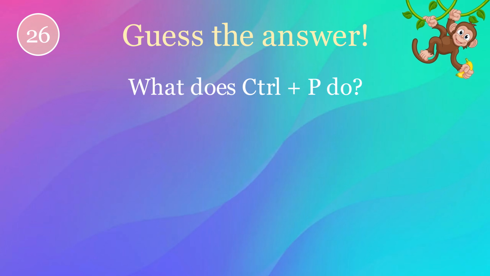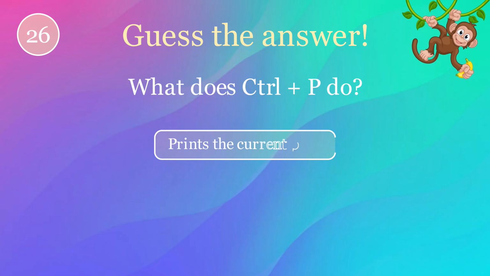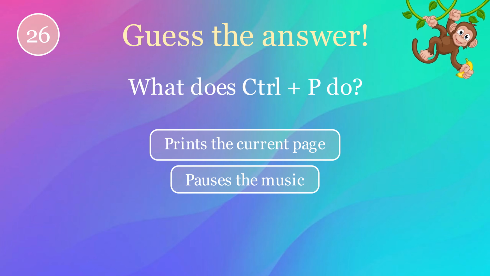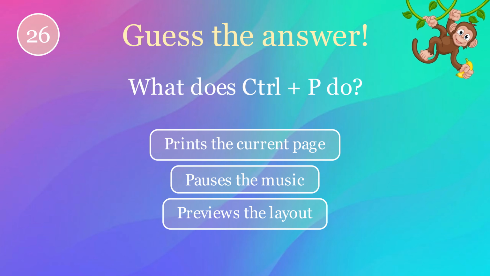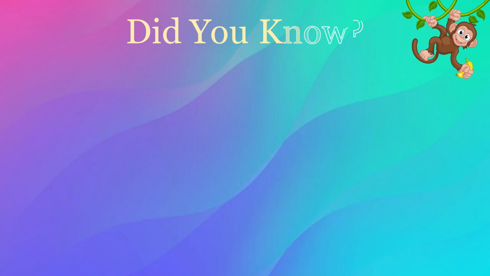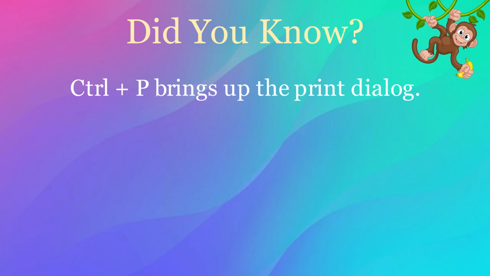What does Ctrl+P do? Prints the current page. Pauses the music. Previews the layout. The correct answer is, prints the current page. Here's an interesting fact, Ctrl+P brings up the print dialog.